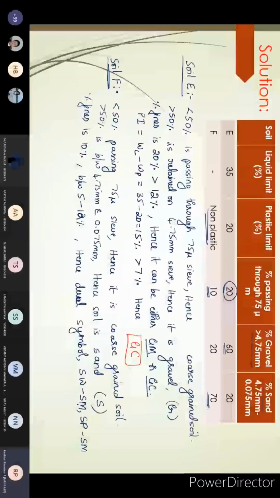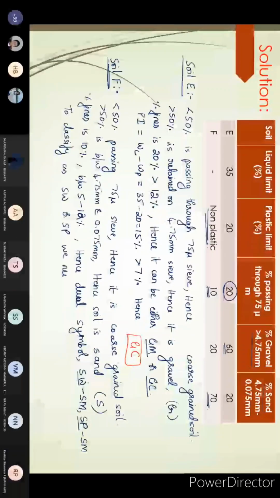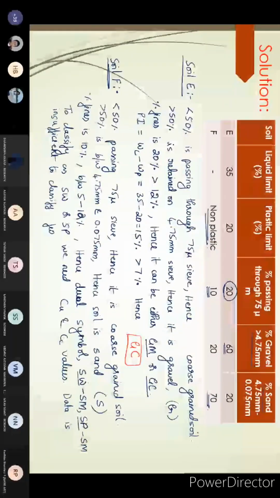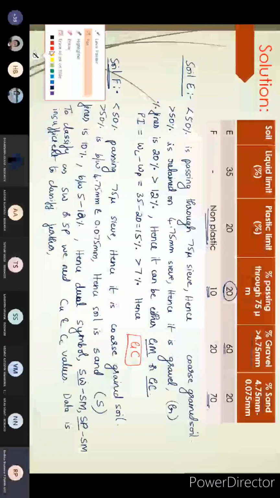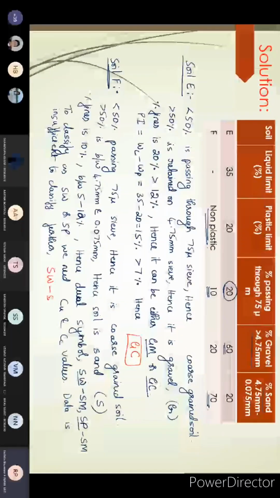So we have to see whether it is SW or SP. How can we say whether it is well graded or poorly graded? To classify as SW or SP, we need CU and CC values. Here the data is not there. You have to write data is insufficient to classify further. So now what is the classification? Here you have to write it as SW-SM or SP-SM.